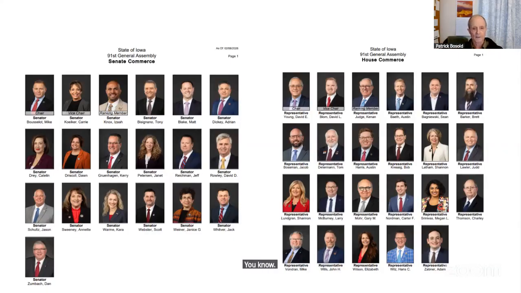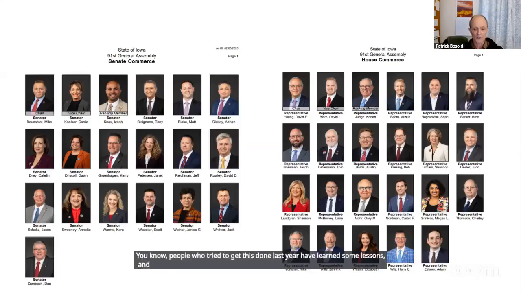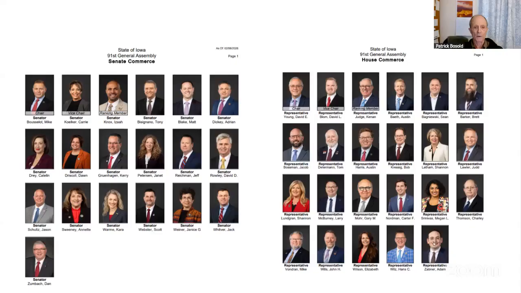People who tried to get this done last year have learned some lessons. And if they're coming back and saying the Local Generation Act is the right way to describe it, use that term. Can't think of much more other than Jess has provided good guidance on taking action, and the legislators that you see there are the people that you want to reach out to.